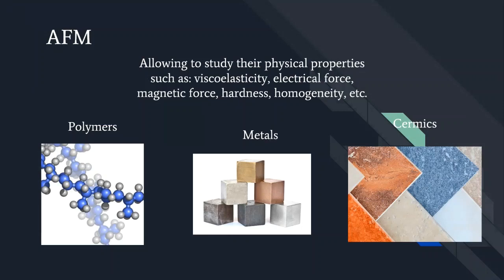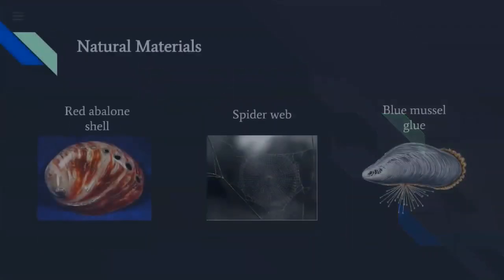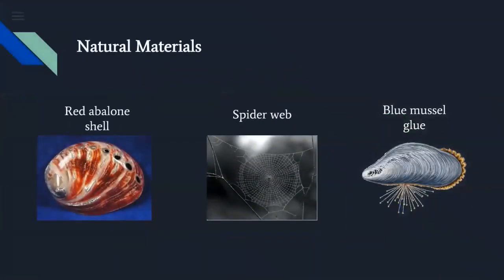That is why bionics has a great impact in this area, either for better study of the structure and properties of these materials, for their application, or to study natural biological structures and synthesize new materials from these. Some of the most significant examples of these materials are spiderweb, red abalone shell, and blue mussel glue.